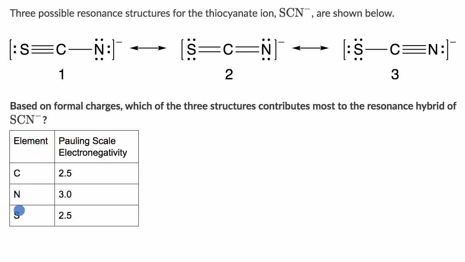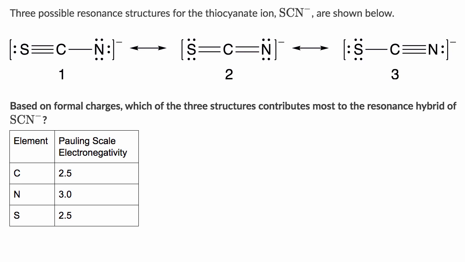They've given us the various elements in these resonance structures, and they've told us their Pauling scale electronegativity. So maybe that is going to be useful for thinking about, based on the formal charges, which of the three structures contributes most to the resonance hybrid of thiocyanate. So pause this video and see if you can figure that out. All right, now let's work through this together.